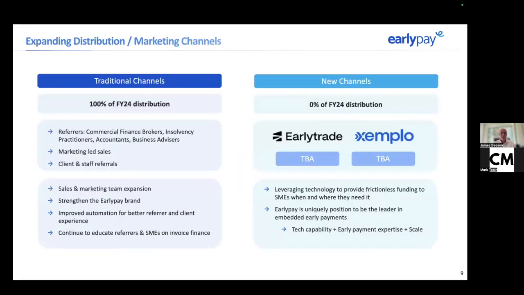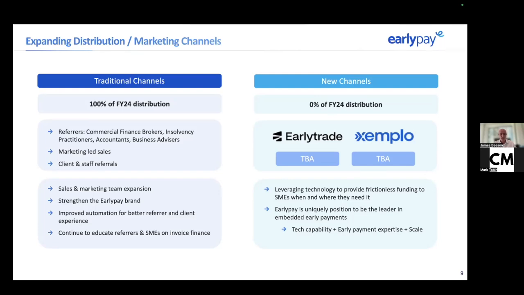So with distribution, traditional channels, that's commercial finance brokers, continue to be the main source of referrals for Earlypay. And we continue to invest in educational programs to increase the awareness of invoice financing and also Earlypay, as well as improving automation to provide a better referrer experience. A lot of the commercial finance brokers in Australia focus on asset finance. So a big part of the trick is just to increase the awareness of our product. And we're seeing the benefits of that.